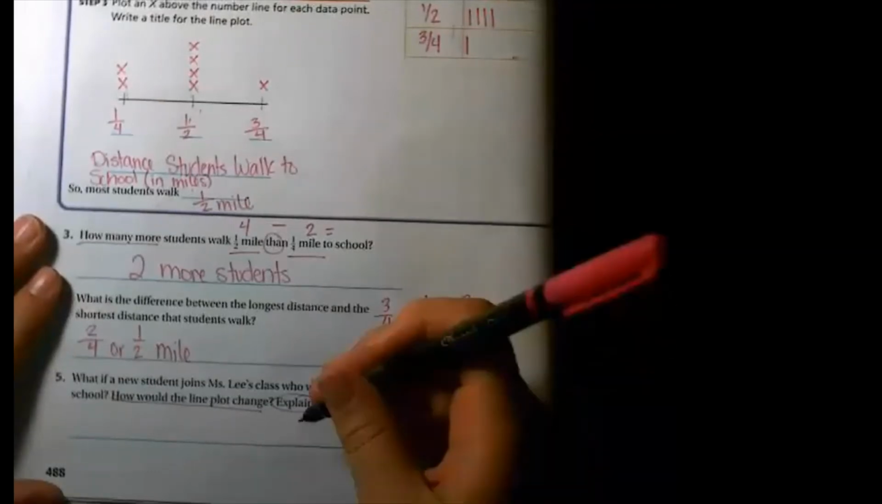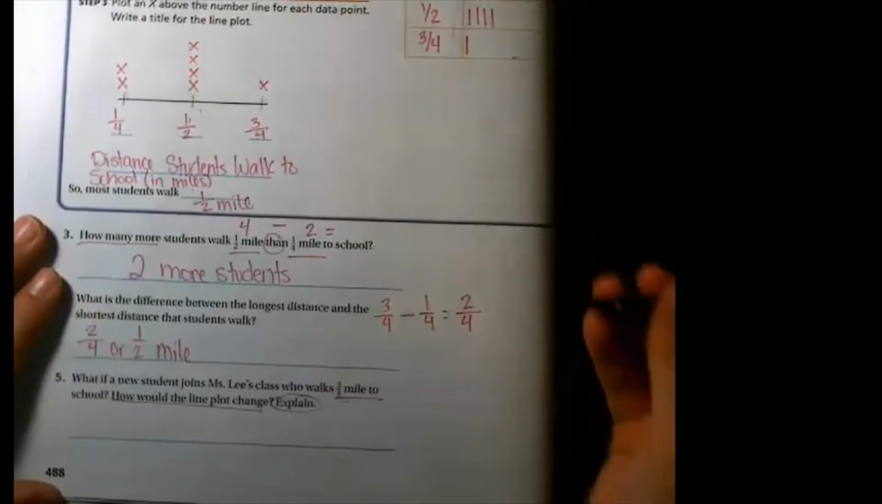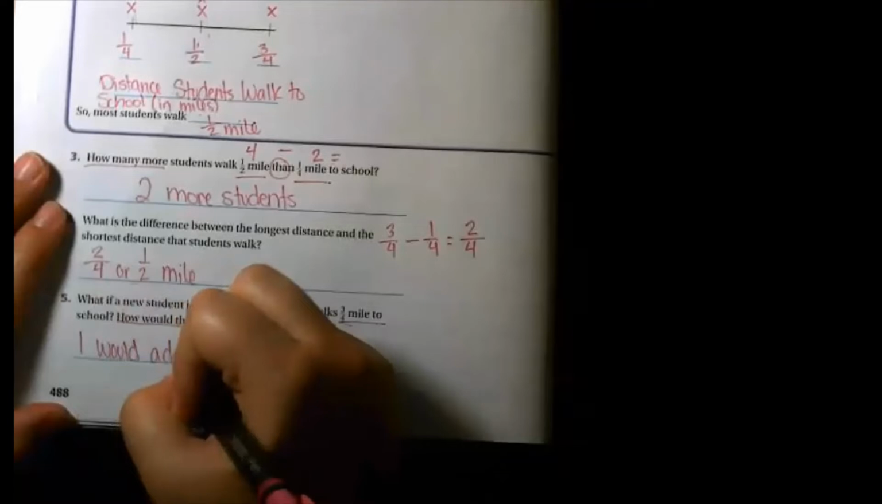Okay. One answer could be, there are many answers and many ways to answer this problem. One way you could have explained it is that you would add another X above the 3/4. So that's what I'm going to write here for mine. If you had anything similar to that, that said you were going to put another mark above 3/4, then your answer is correct.